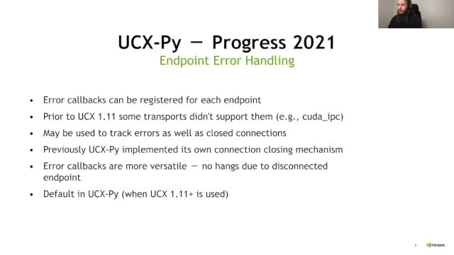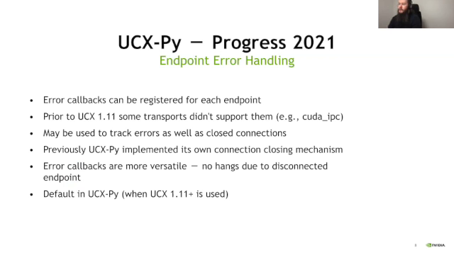With UCX, it's possible to register an error callback for each endpoint. Prior to UCX 1.11, some transports didn't support them, limiting their usability. For example, if CUDA IPC was requested and at the same time an error callback for that endpoint was registered, the transport would be disabled completely, thus causing performance to suffer quite a bit.